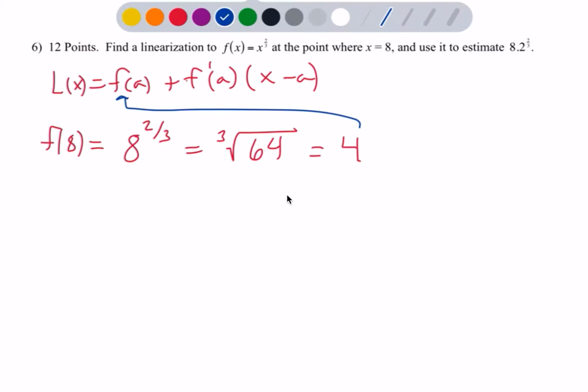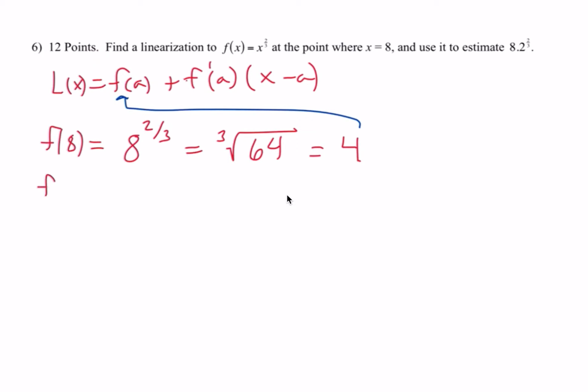for f of a. Now we've got to figure out what is the derivative at f of a. So the derivative of f of x is 2/3 x to the power of negative 1/3. Okay, so what does that mean for us here? Well, let's translate that just a little bit. That means we have 2/3 times 1 over x to the power of 1/3. In other words, the cube root of x.